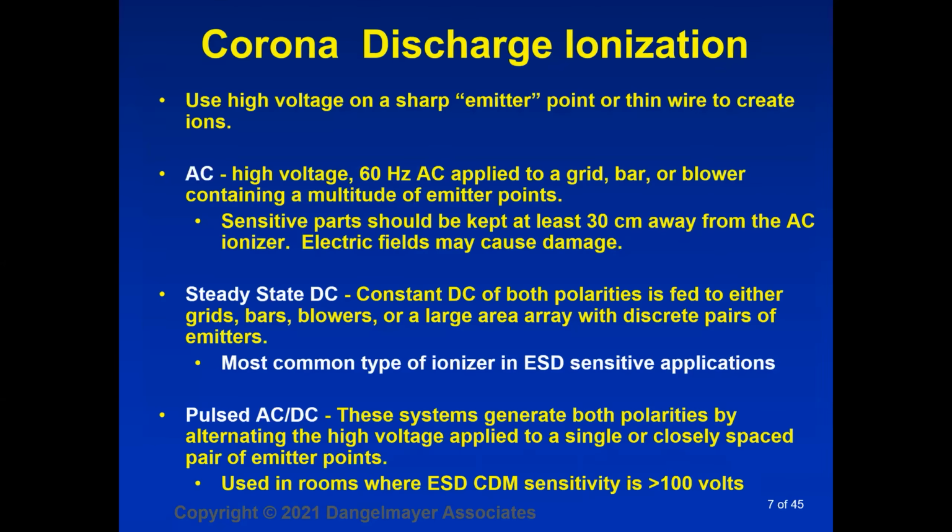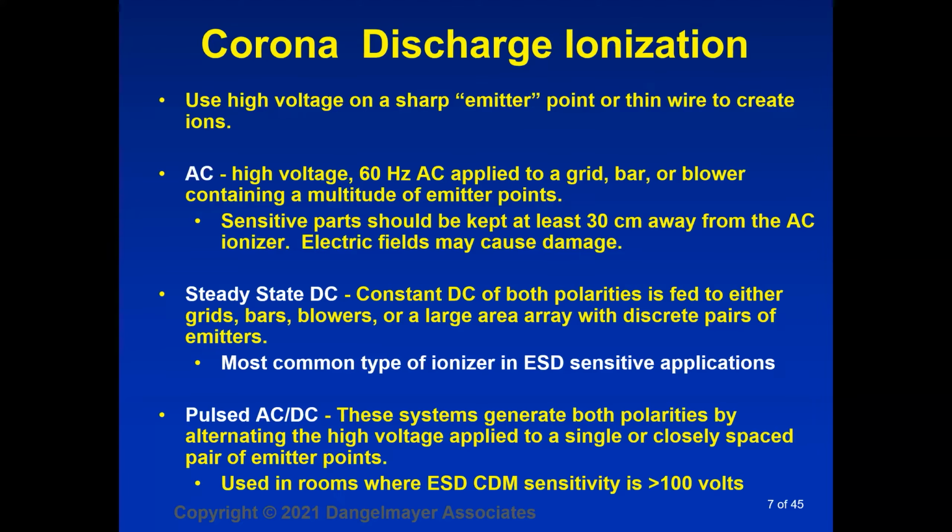Now, electronic or corona discharge ionization uses electronics to produce ions. What we're using is high voltage on a sharp emitter point or a thin wire to create ions. What we're doing is using the sharp point or the very thin wire to increase the electric field at a particular location high enough so that we can indeed produce ions.